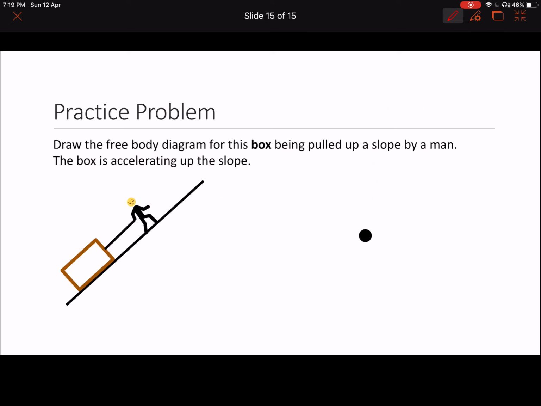So with all of this knowledge, try this practice problem. Draw the free body diagram for this box that's being pulled up a rough slope, so there's a rough slope by the way, by a man. The box is accelerating up the slope. So try and solve this problem, submit it on the Google form, and I'll see you in the next video.